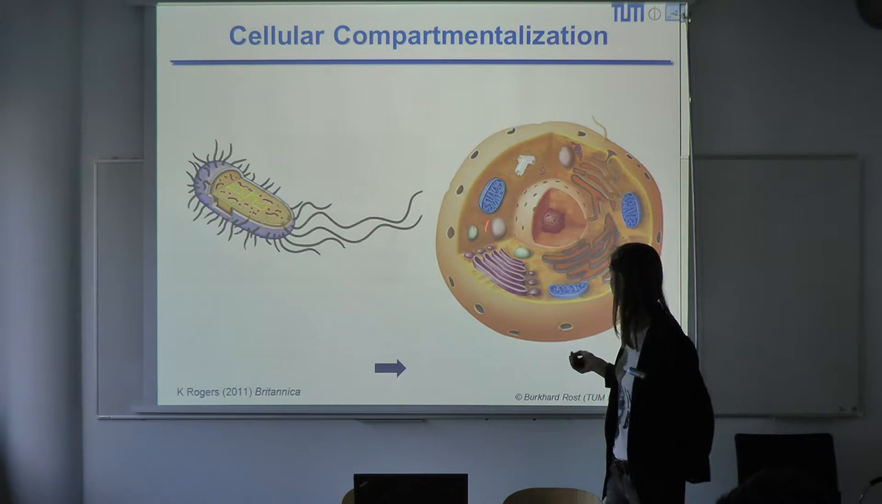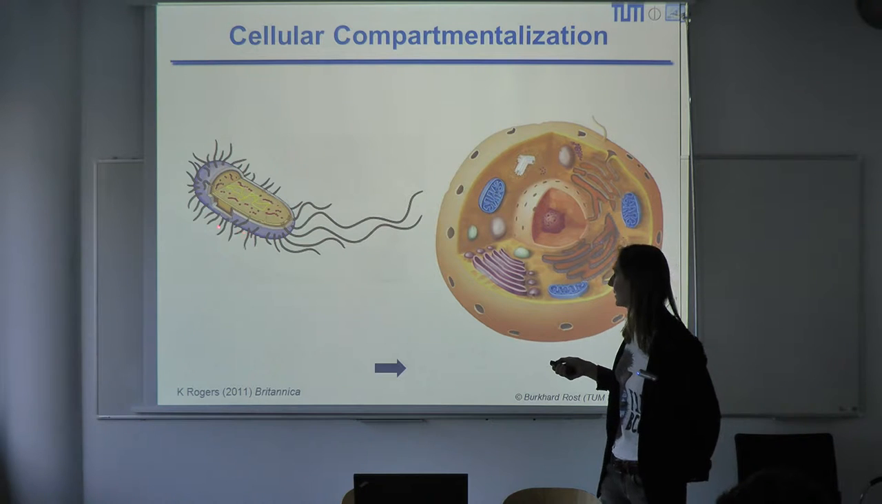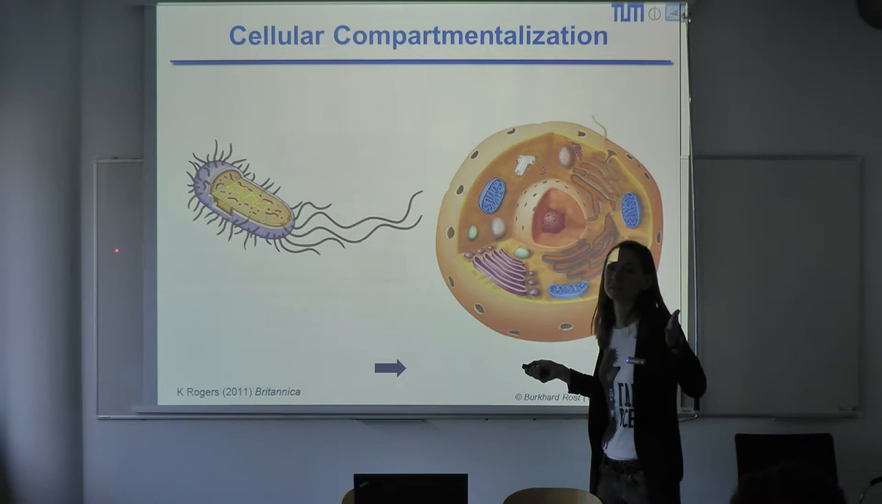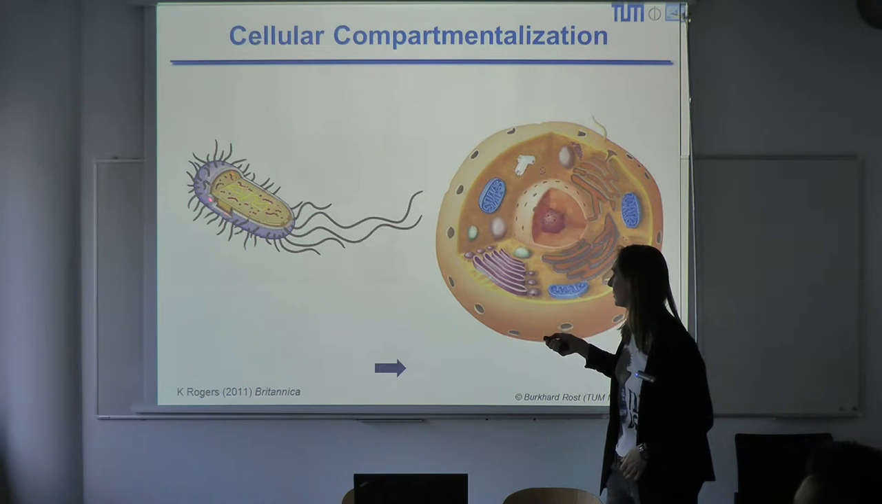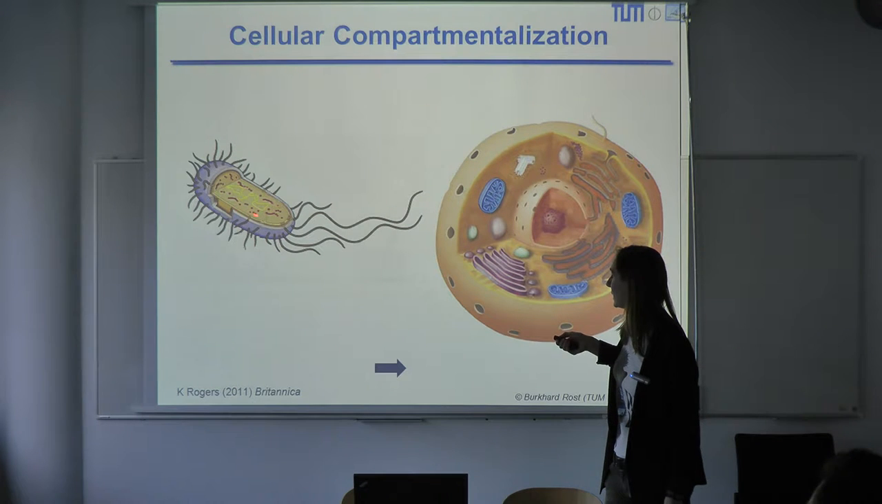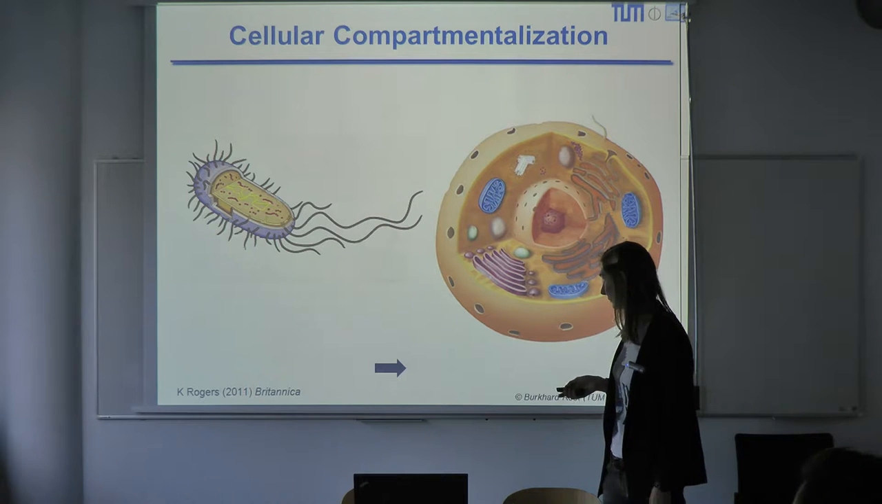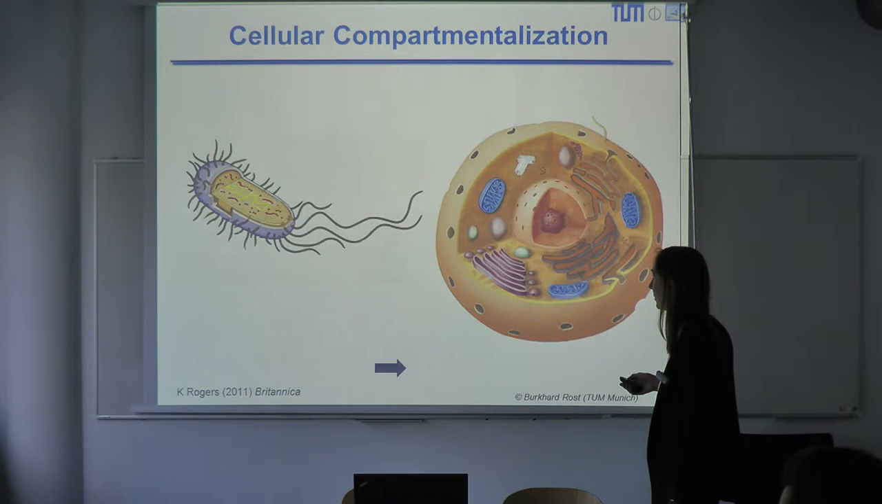They don't have organelles like eukaryotic cells do, but they also have compartments. Again, we have the simplest one. This is the extracellular space. We have the membrane. Sometimes bacterial cells have one, sometimes they have two membranes. There is the cytoplasm again, and there we find our proteins and DNA. So this is the structure of a prokaryotic cell.